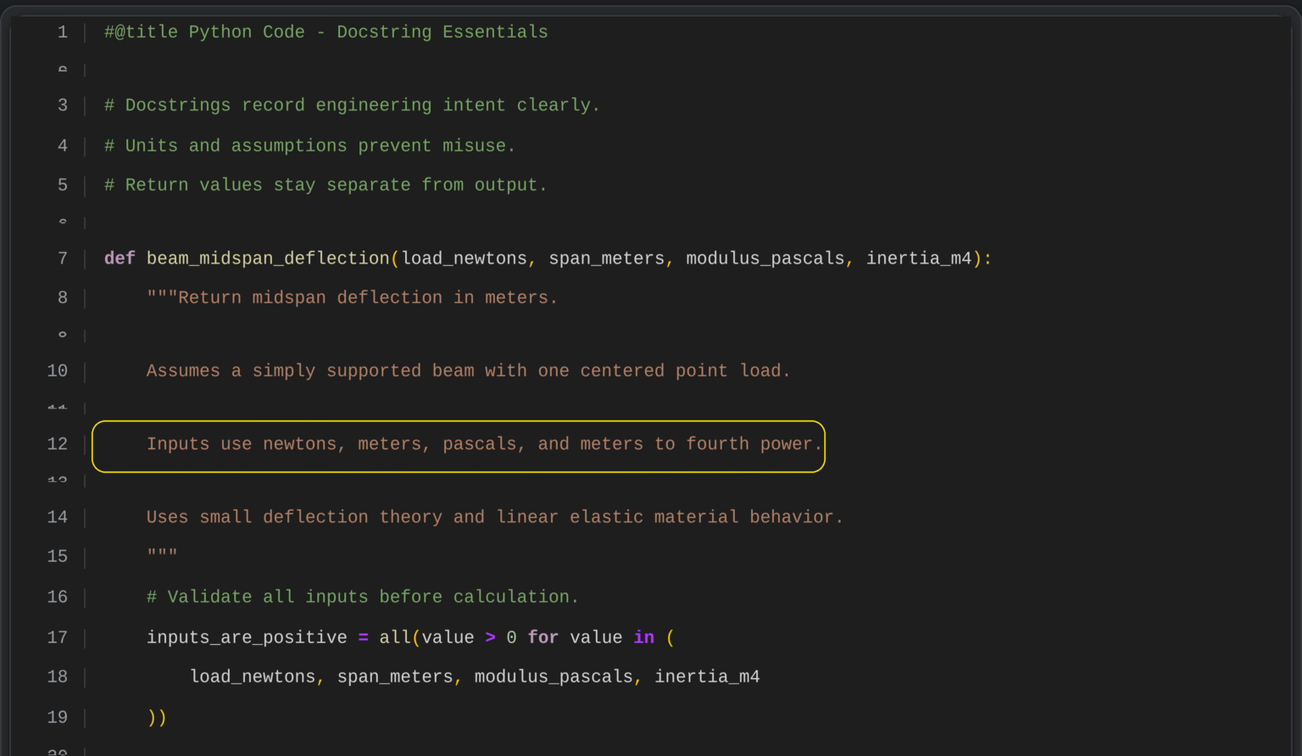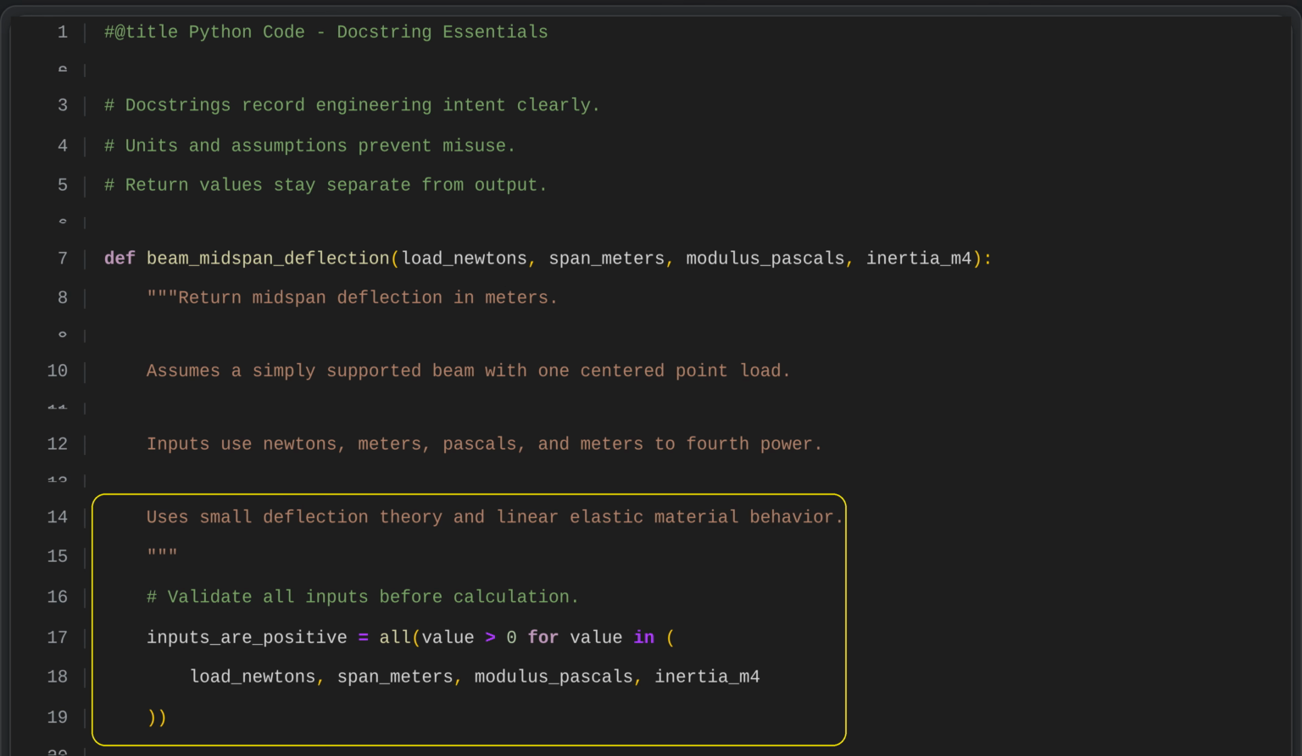The function's documentation specifies the required input units such as newtons, meters, pascals, and meters to the fourth power. Stating these units helps keep the engineering calculations consistent and prevents mistakes from mismatched measurements. It also tells users how to enter values that match the model's assumptions.